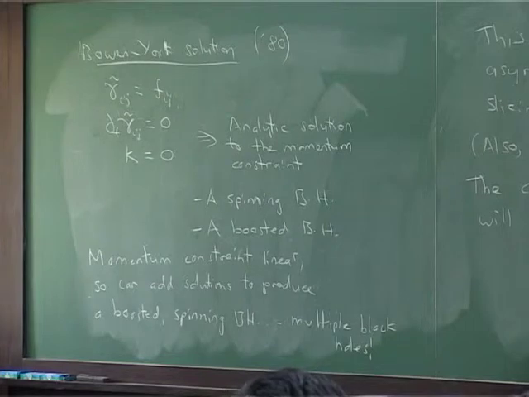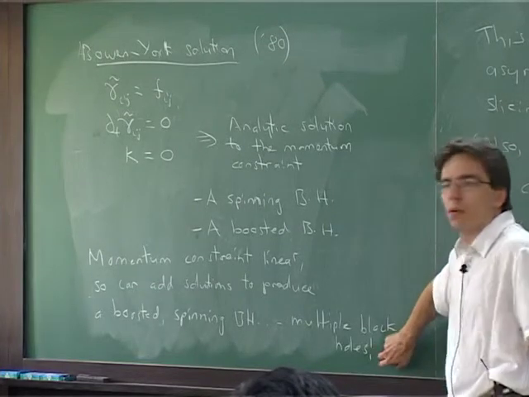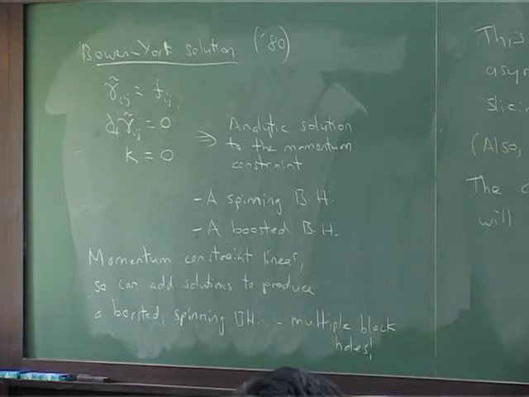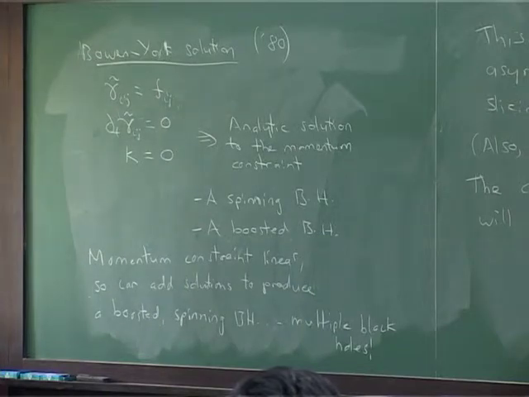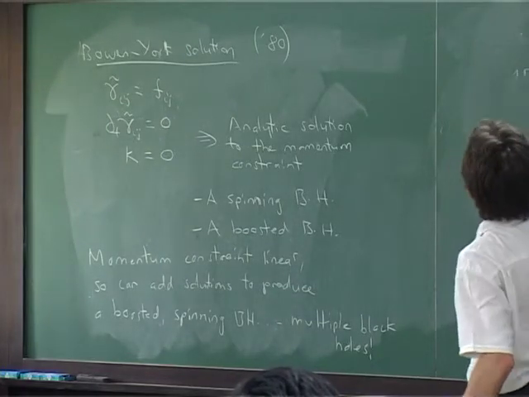And so to do that, you would need to solve the constraints for a system with two black holes, and now you're on the right track. You have a way of producing multiple black hole data. And in fact, you can produce 3 or 4 or 7,652 black holes if you wish, if you have the computer time to do it.